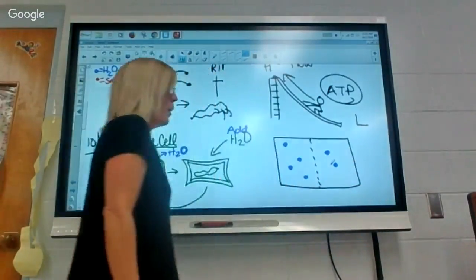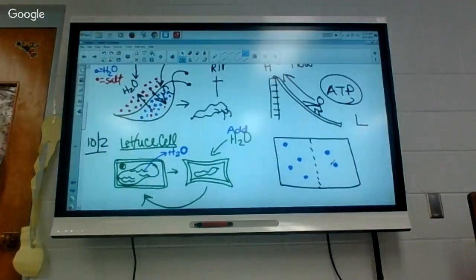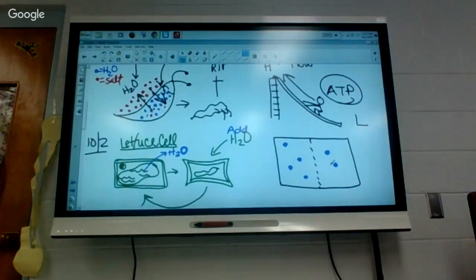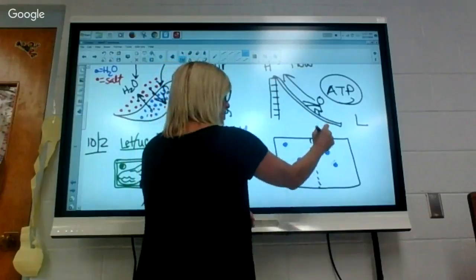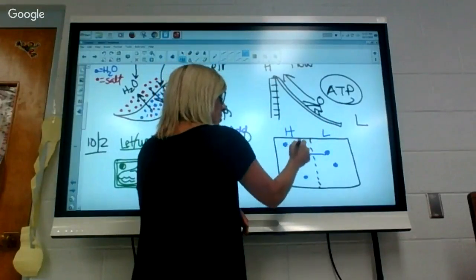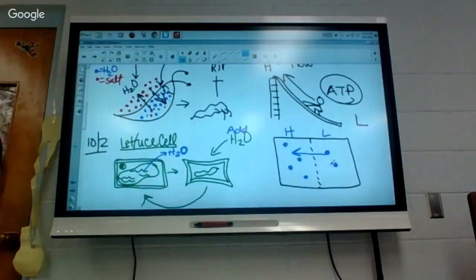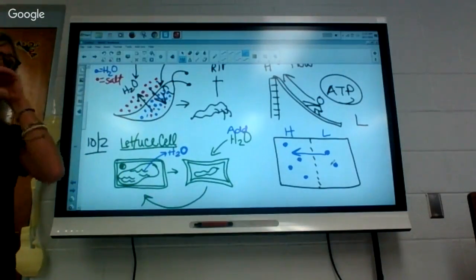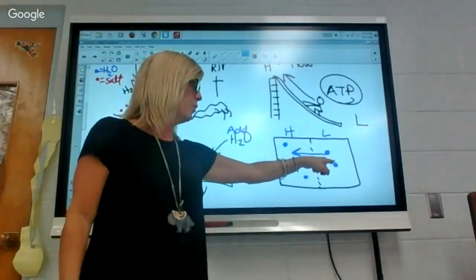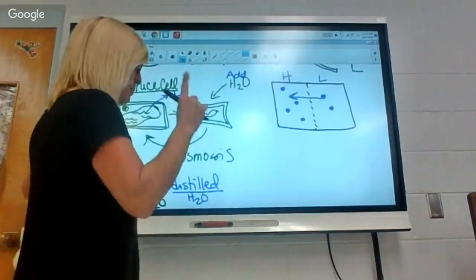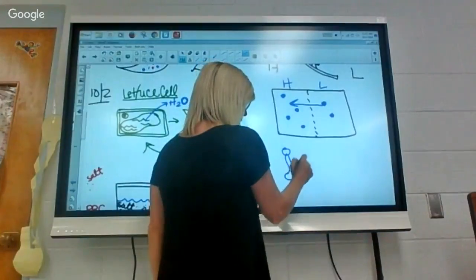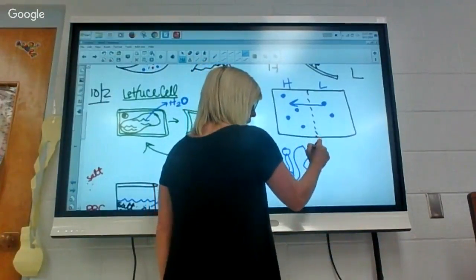Which way will these go if it's active transport? High to low or low to high? Active transport, that's low to high. So should the arrow go to the left or the right? Go to the left. Correct. You're exactly right. How do you know if it's active or not? If the arrow's drawn from where there's less to where there's more, it's always active.